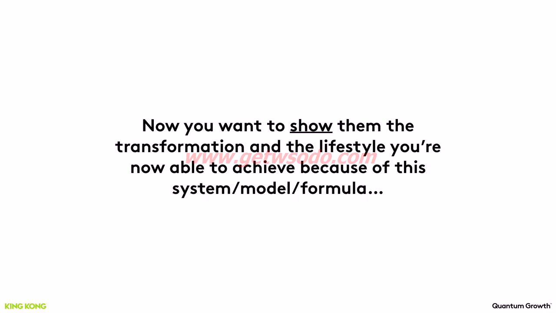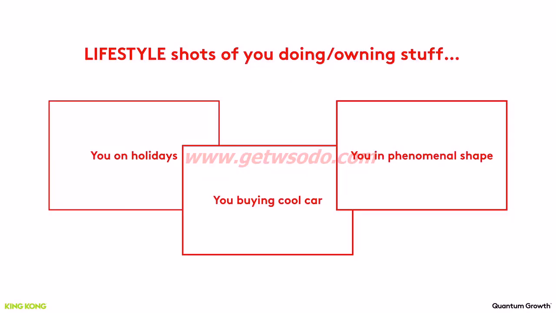Now, this is where you want to show them the transformation, the lifestyle that you're now able to achieve because of this system, model, and formula. And this is really important when the before story is very polarizing. And then you can show them that dramatic shift. And then you want to start showing them lifestyle shots of you doing and owning stuff. You on holidays, you buying a cool car, you in phenomenal shape, whatever it might be. But you want to hit them from multiple different angles.